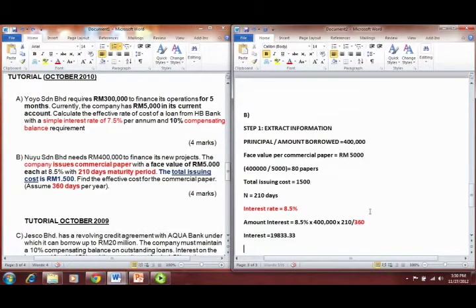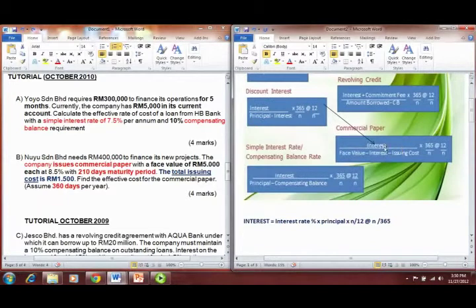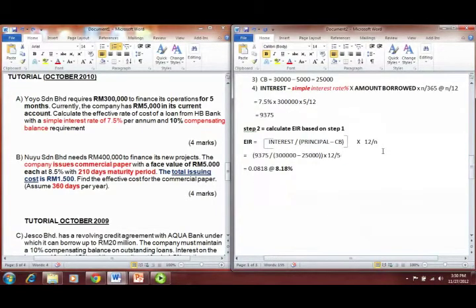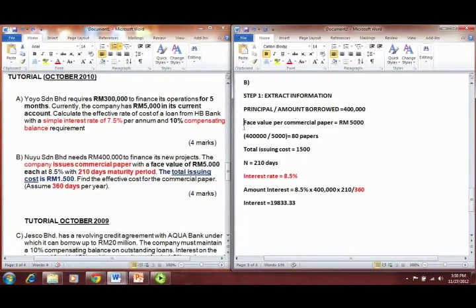Done. Next, class. In the formula you have interest, face value, issuing cost, and N. Do you see that you have enough information to substitute? First, you have your principal, which we consider as your face value. Settled, done, class. Next is your total issuing cost.